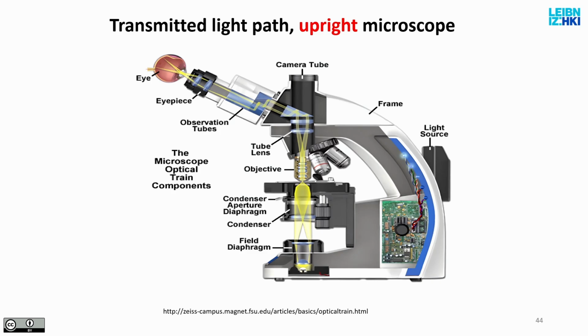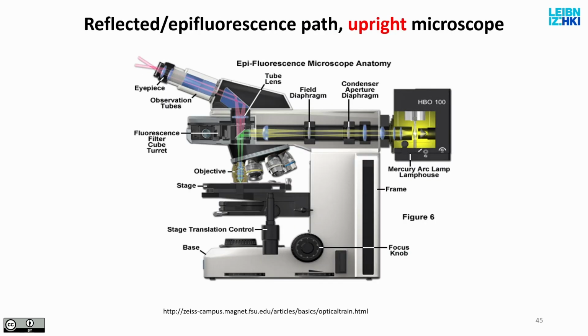In terms of the light source, this can be a simple light bulb for transmitted light images, we talk about this, or LEDs or lasers for confocal microscopy. There are two different pathways for a microscope, either upright or inverted.